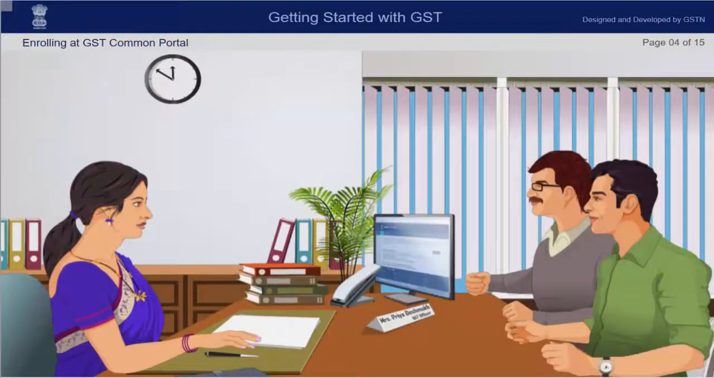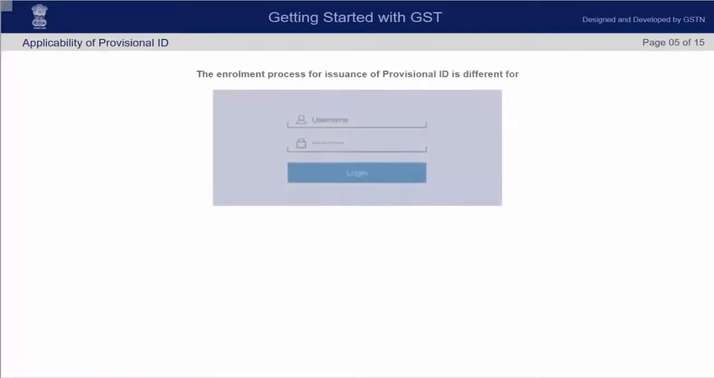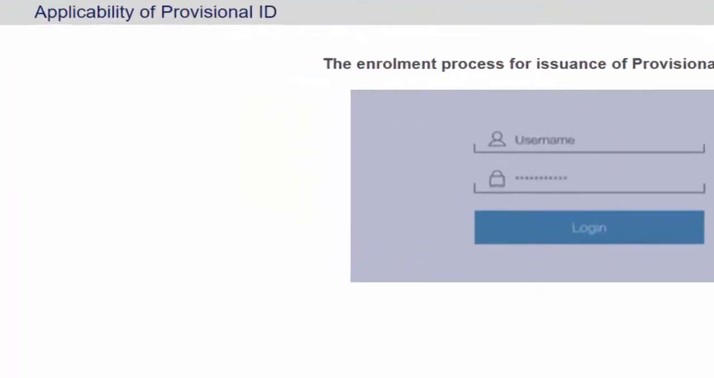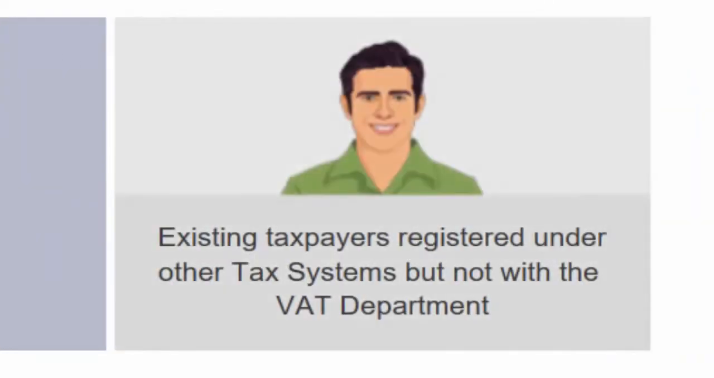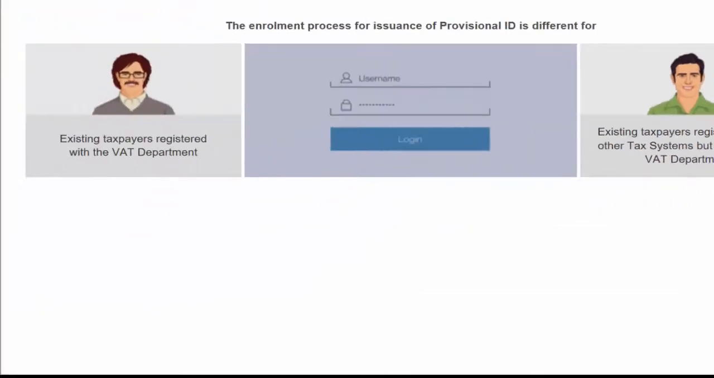Let us now understand the enrollment process in detail. The enrollment process for issuance of provisional ID is different for existing taxpayers registered with the VAT Department and existing taxpayers registered under other tax systems but not with the VAT Department.